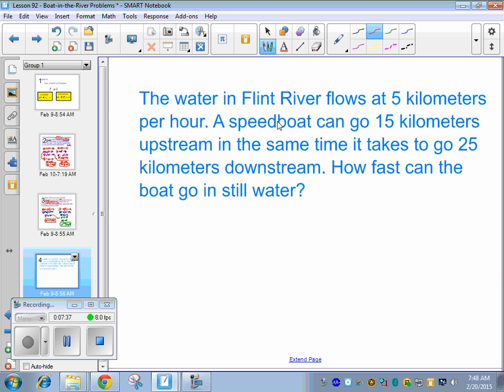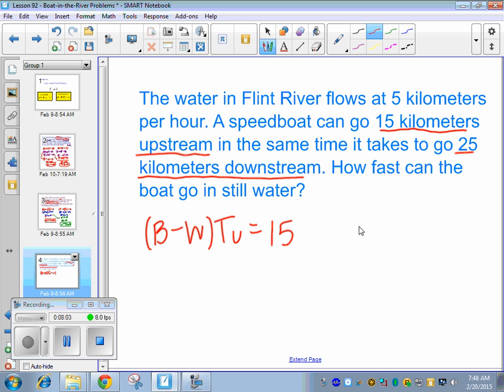All right, so let's start with each of our distances. All right, so we can go 15 kilometers upstream. So upstream, is that with the boat or with the water or against the water? Against. All right, so that's boat minus water times time upstream is equal to 15. Okay. In the same time it takes to go 25 kilometers downstream. So downstream is with the water, so boat plus water times time downstream equals 25.